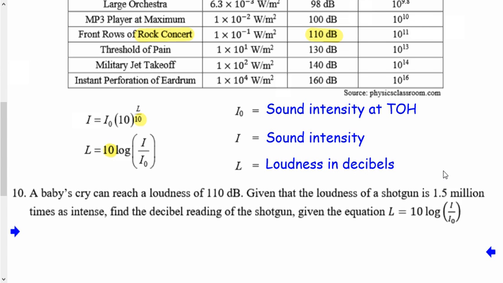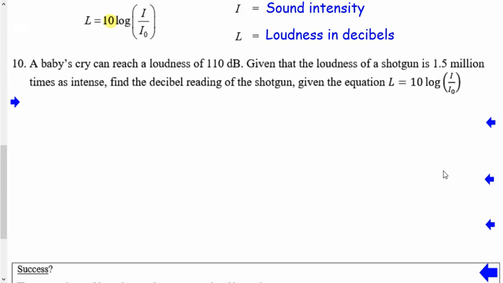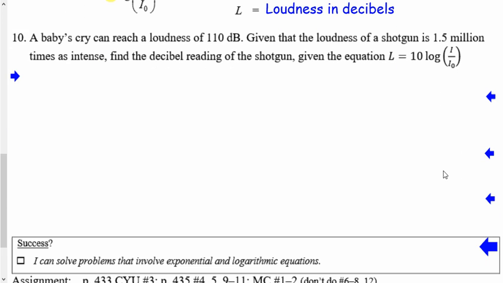So in question number 10, a baby's cry can reach a loudness of 110 decibels. Given that the loudness of a shotgun is 1.5 million times as intense, what is the decibel reading of the shotgun? Suppose we're given this as our starting equation. So what do we know?